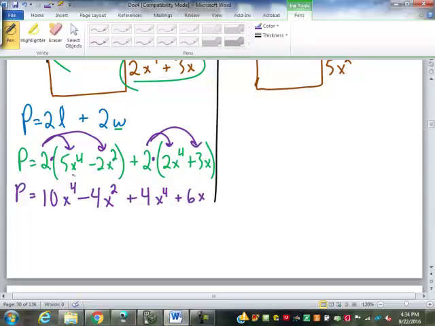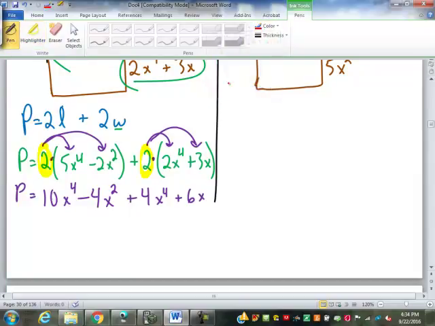Why didn't any of those powers change? Because there's no variables on the number I'm multiplying. I'm multiplying by a whole number, 2 in both cases, so there's no variable there. I'd have to be multiplying by a variable in order to change the powers at all.